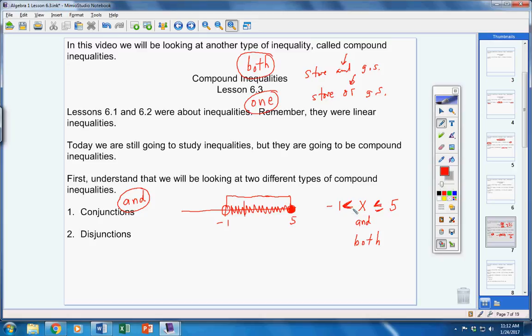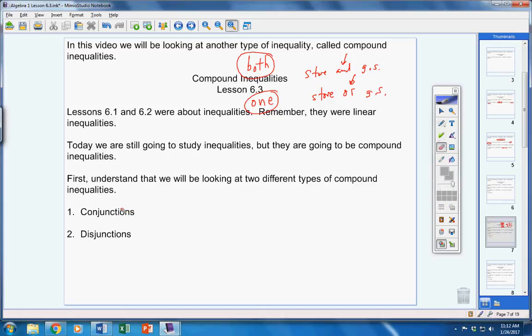The x has to be greater than -1, and it has to be less than -5. Both of those things. So we use the word and when we read this. We say x is greater than -1 and less than or equal to 5. So that's a little bit of an introduction to conjunctions.